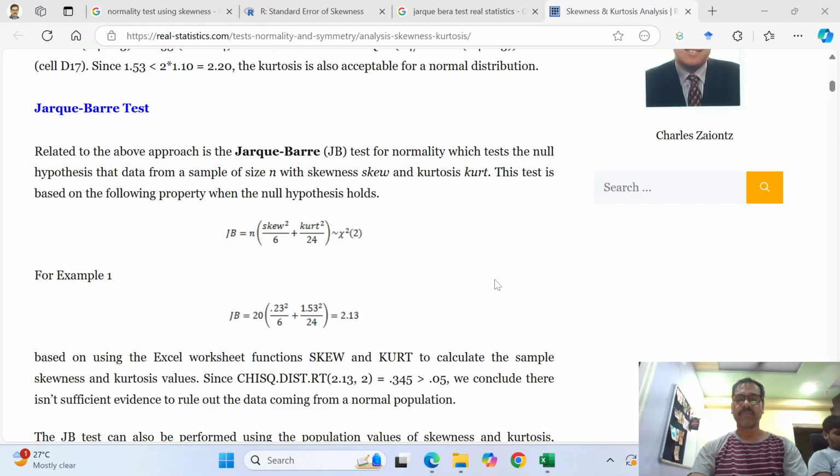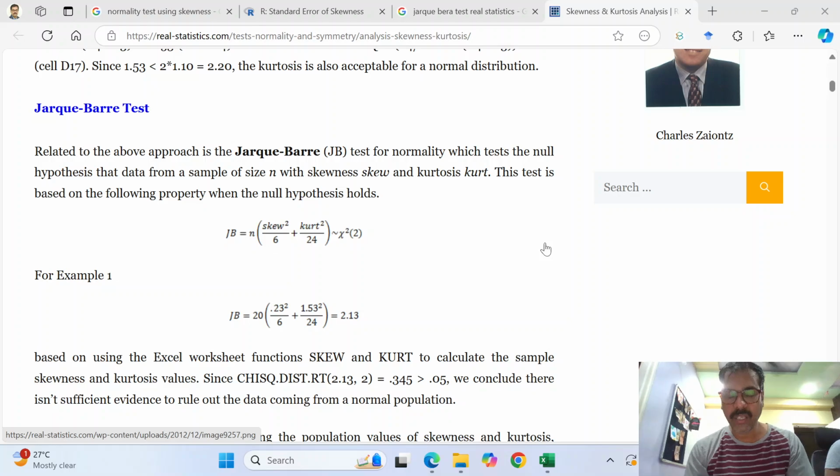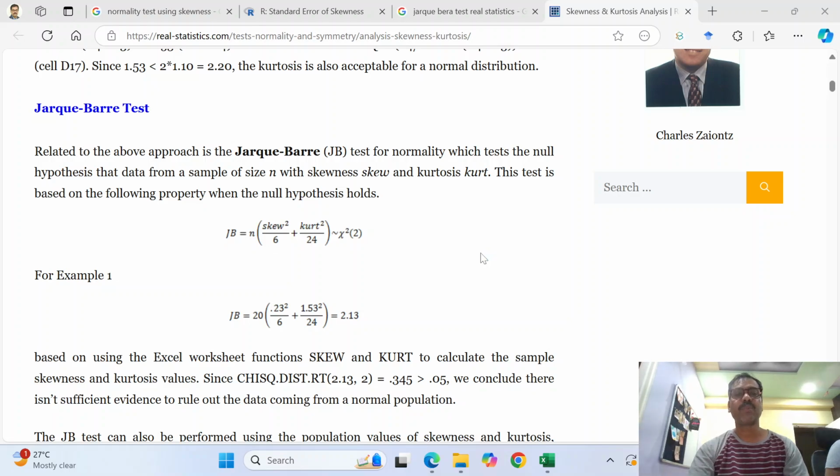I'm Dr. M. Karmaksha. In this videocast, I'm going to explain how to perform a normality test using skewness and kurtosis. There is a particular test called the Jarque-Bera test. We simply call it a JB test. This test is a composite measure of skewness and kurtosis. The formula for the Jarque-Bera test is n times skewness squared divided by 6 plus kurtosis squared divided by 24, and this calculated measure roughly equals a chi-square statistic with 2 degrees of freedom.